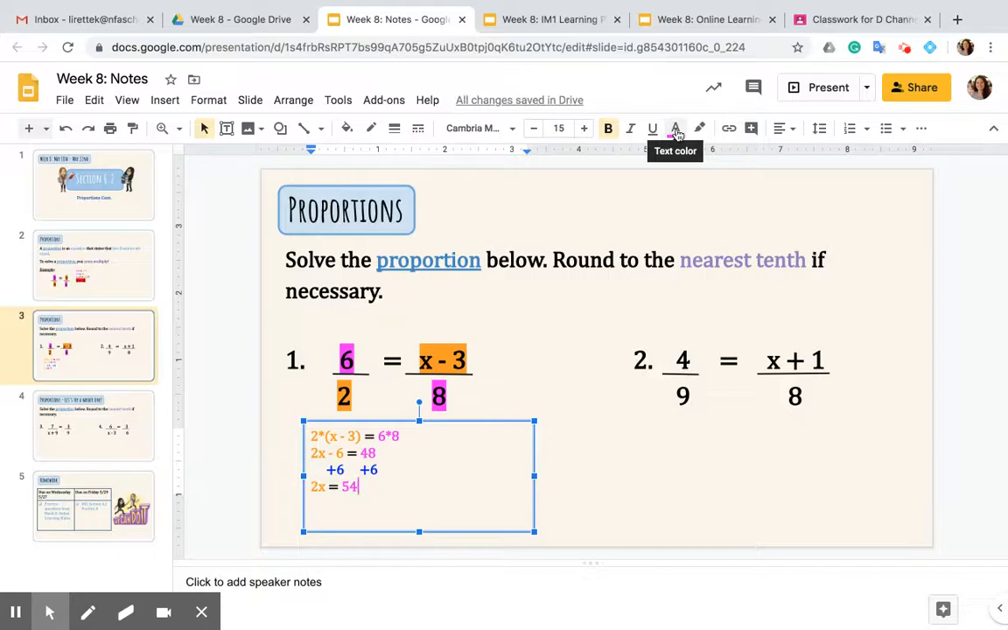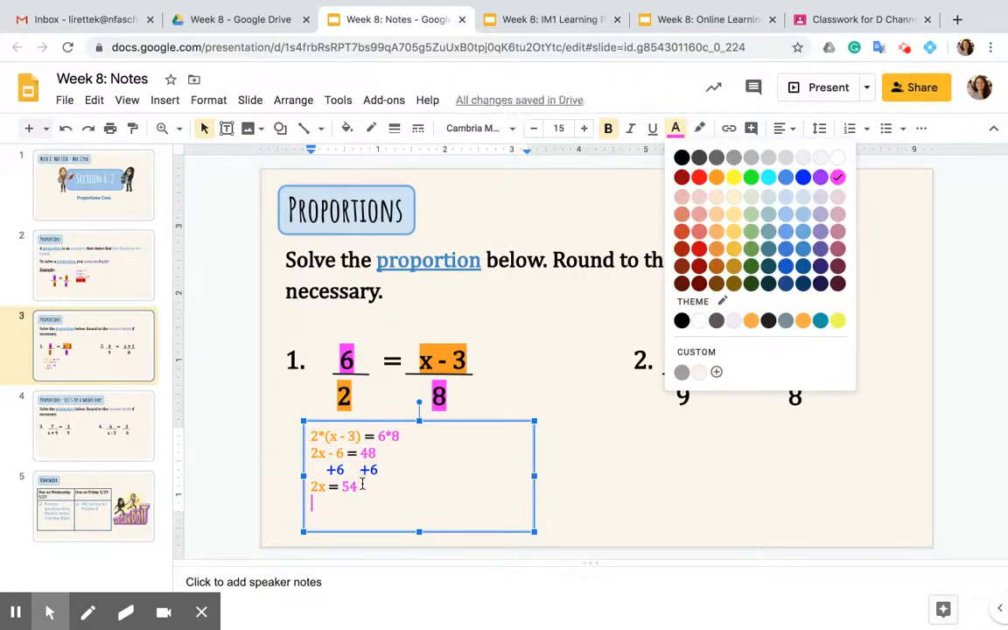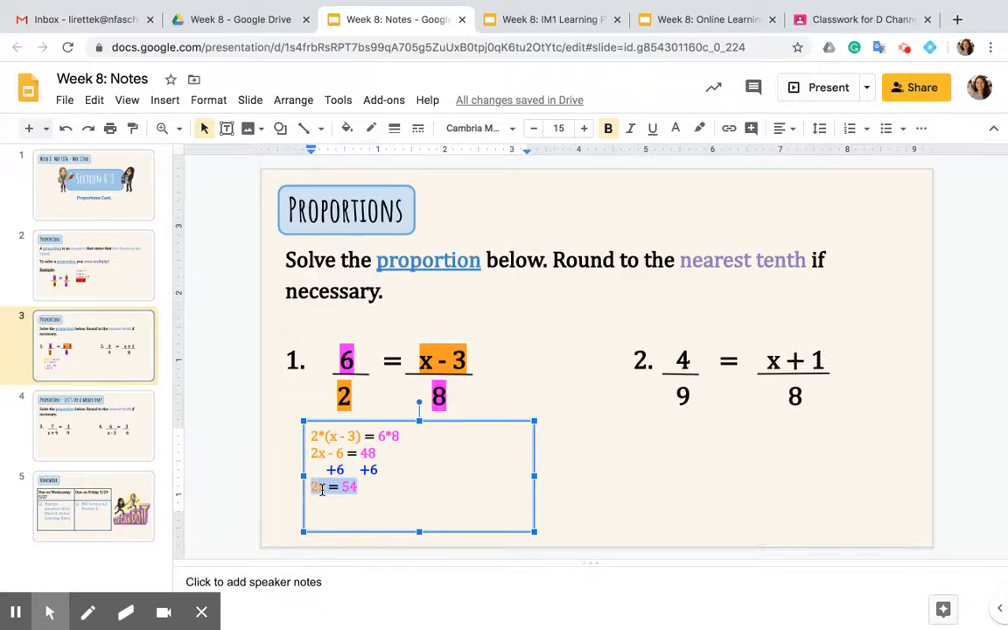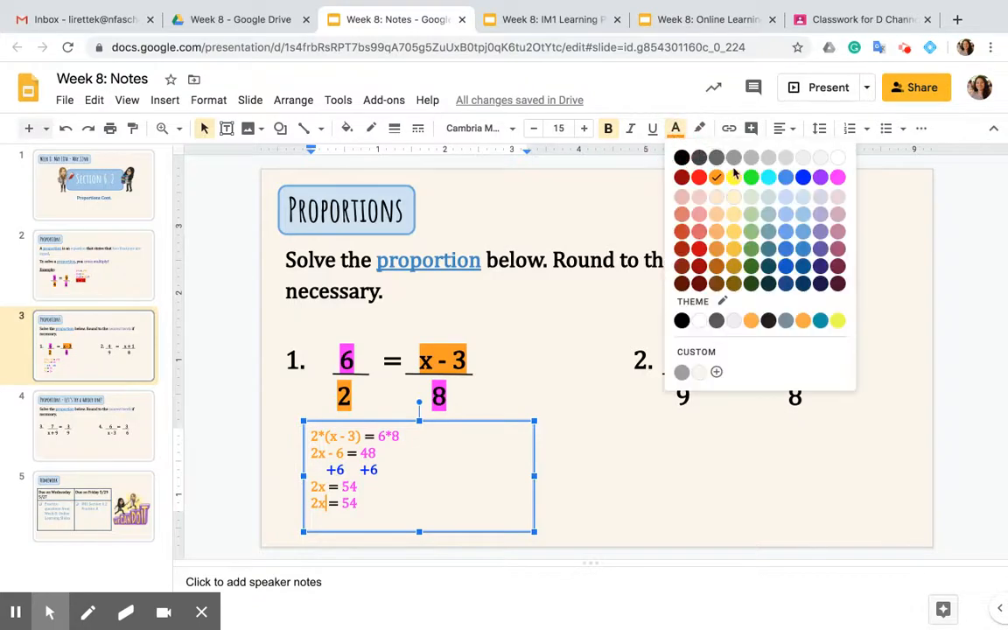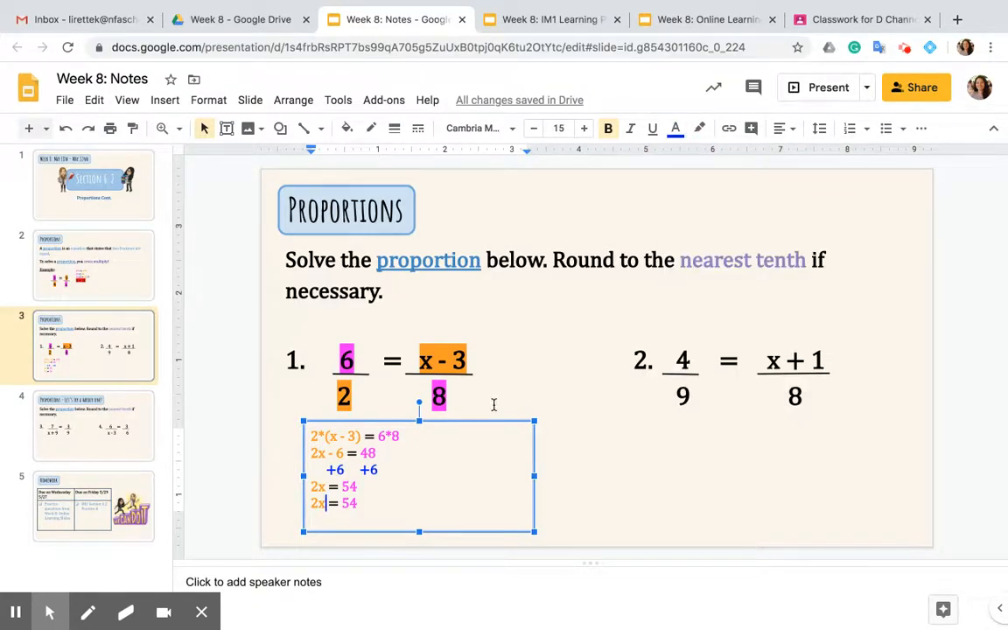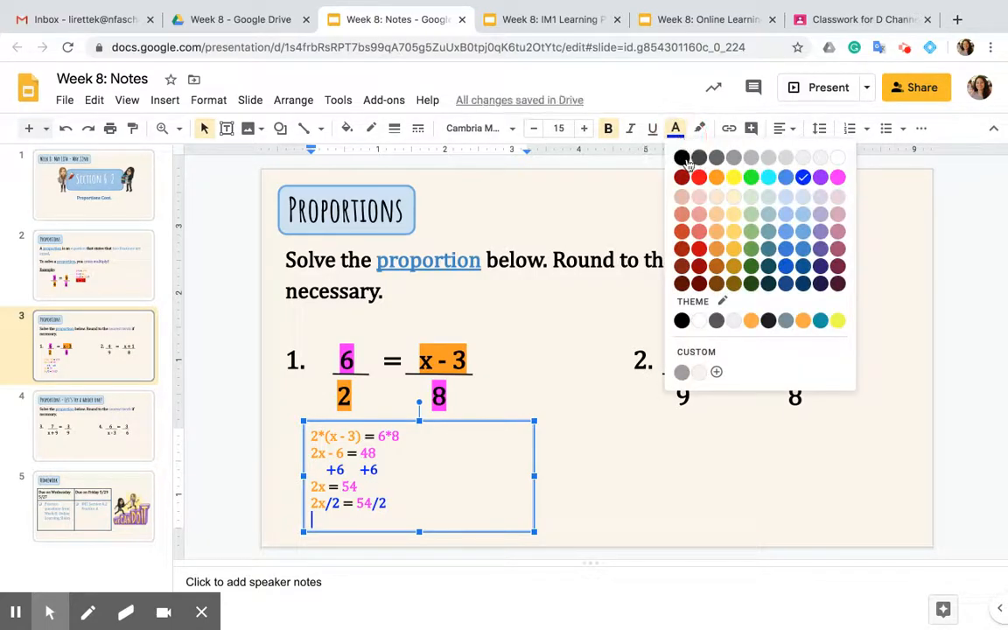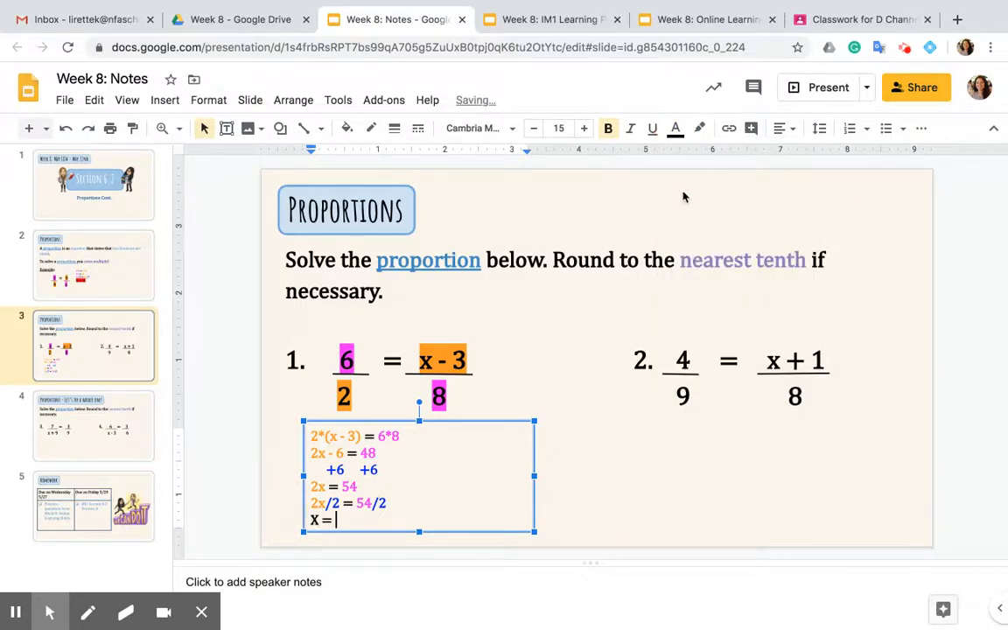All right. Last but not least, I'm going to actually just take this entire equation, and 2x is the same as 2 times x, and I want to do the opposite of multiplication. So I'm going to divide by 2 to get the x alone. What I do to one side, I must do to the other. So if I'm going to divide the left by 2, I have to divide the right by 2. And x should now be alone, and 54 divided by 2 gives me 27. I just did that in a calculator.